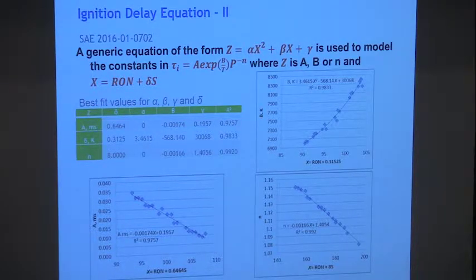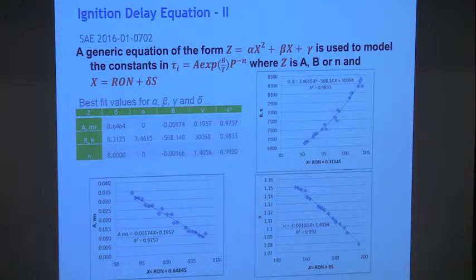So what you now have is, you can now define an ignition delay. If you know the RON and MON of any gasoline that you want to model, you can just use these curves to find what the A, B, and N are, so that you can define an ignition delay as a function of pressure and temperature.